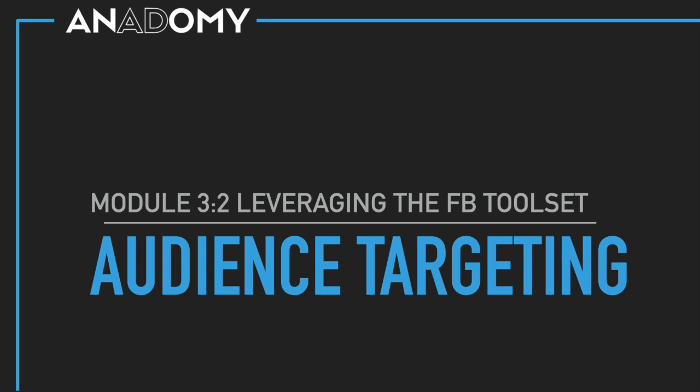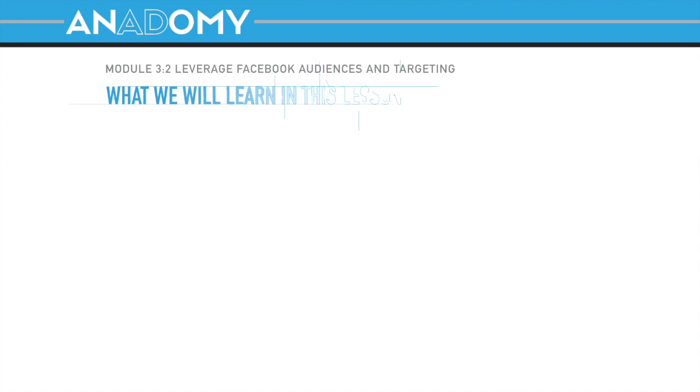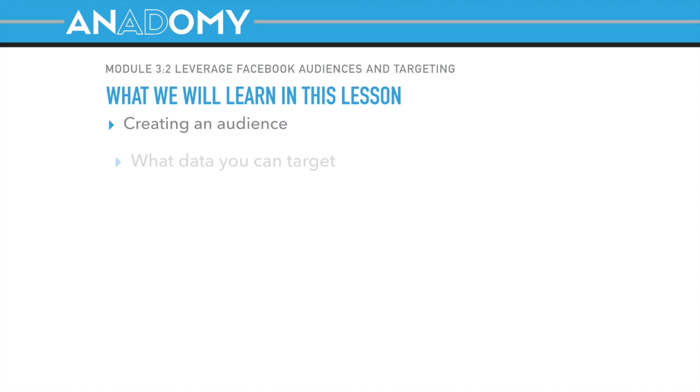I put a huge emphasis in Module 1 of this course on how to define who your avatar client is. Today we're going to learn how you can find those people and get your messages to them on Facebook. So let's just give a preview of what we're going to learn in this lesson. First of all, we're going to look at creating an audience. We're going to learn about the different types of data that you can target and where that data comes from, which is very, very important.